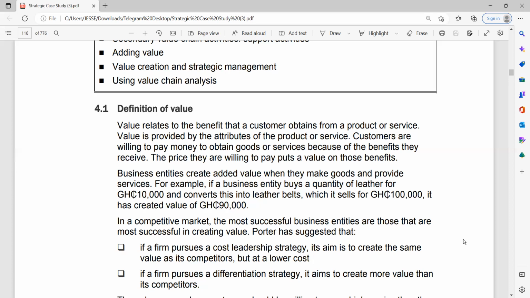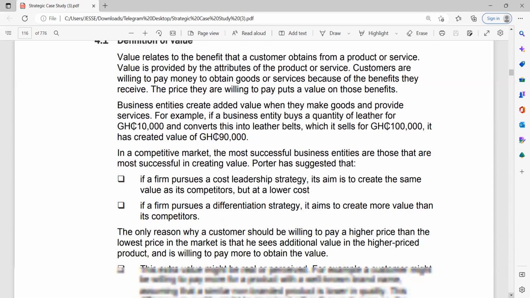In a competitive market, the most successful business entities are those that are most successful in creating value, right? So organizations that create value would be competitive in the market. Very important. And this is kind of intuitive as well. If an organization is able to create value, then they will be successful.